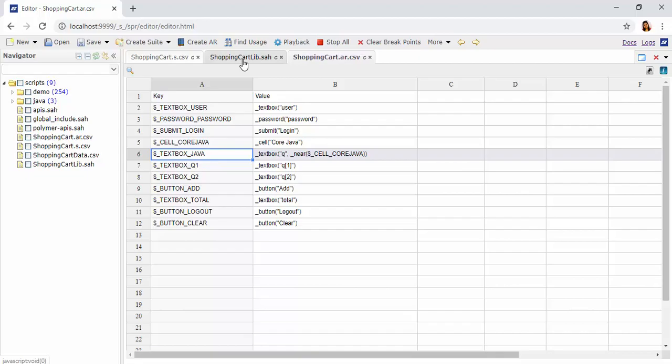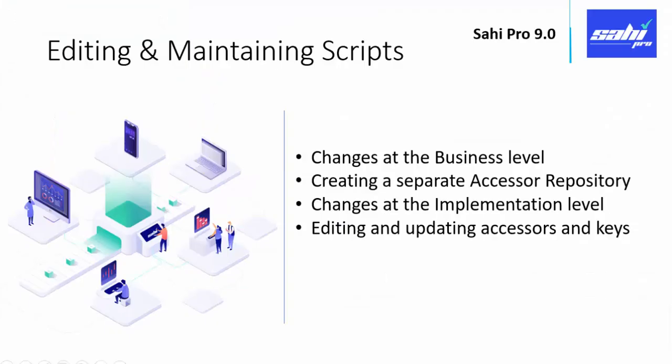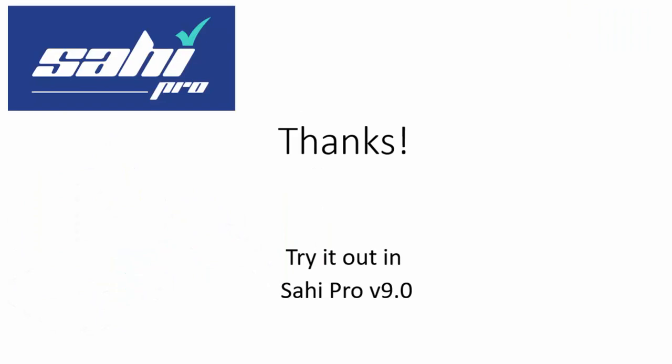Isn't it super easy? By following these intuitive operations on the UI, I was able to edit and manage my test scripts for changes at the business level, creating a separate accessor repository, changes at the implementation level, and editing and updating accessors and keys, all with minimal effort and no coding. The effort spent by testers in maintaining their test scripts is drastically reduced with business driven test automation, and they can now spend more time thinking creatively about new test scenarios for their business.